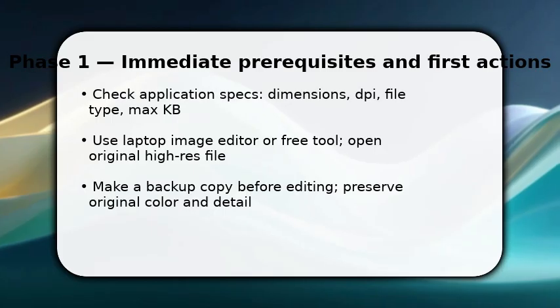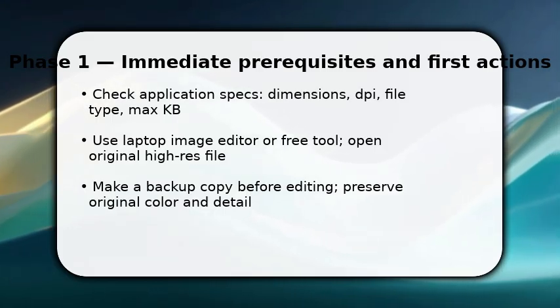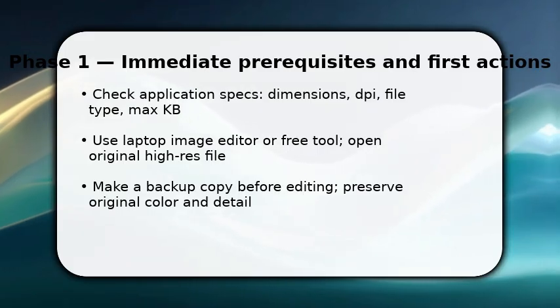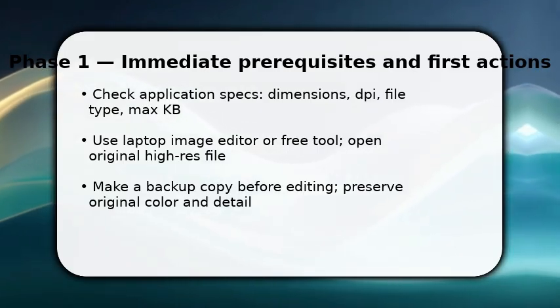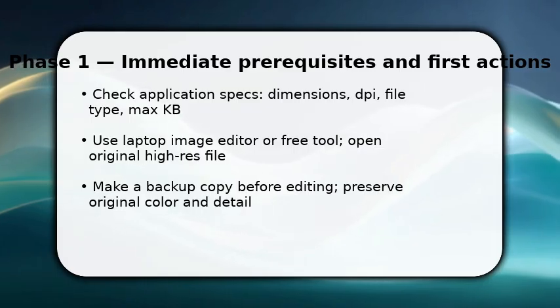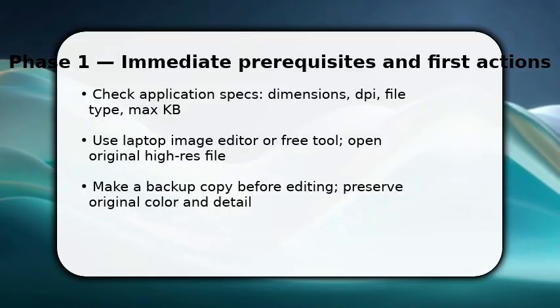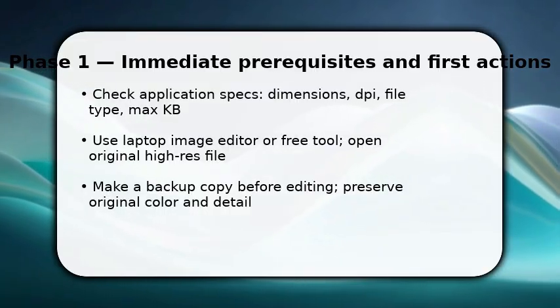You start by confirming the form requirements: exact pixel size, DPI, file format, and max KB, because resizing later can break compression. Open the original high-resolution photo in your image editor on the laptop, then immediately save a duplicate. This keeps the untouched master if you need to revert.